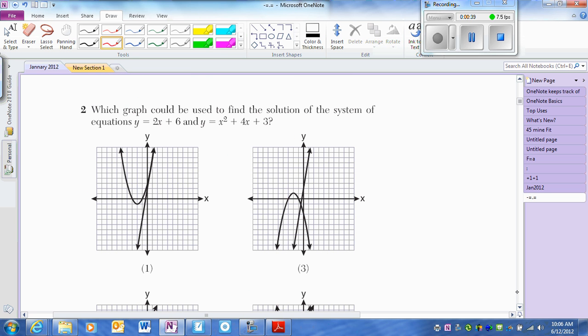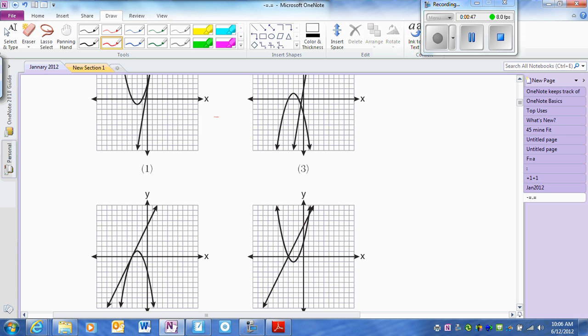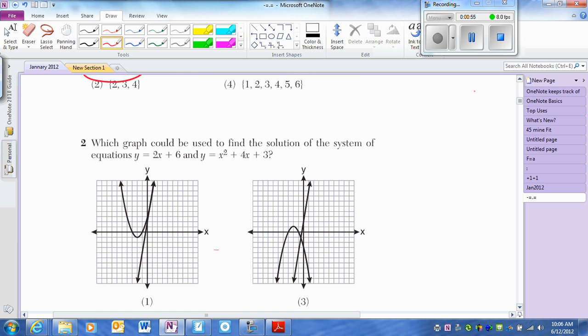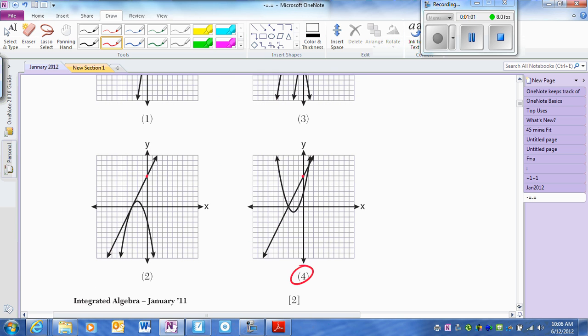Okay, so this is the line, and it has a y-intercept of 6. So neither of those have a y-intercept of 6. This has a y-intercept of 6, and this has a y-intercept of 6. So now it's got to be one of those two. And this is a parabola that goes up, because in front it's positive, so I got to find the parabola that goes up, and that would be choice 4.